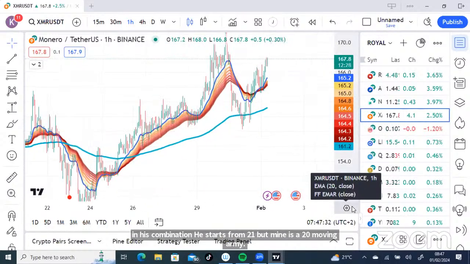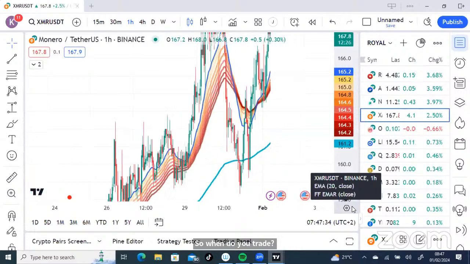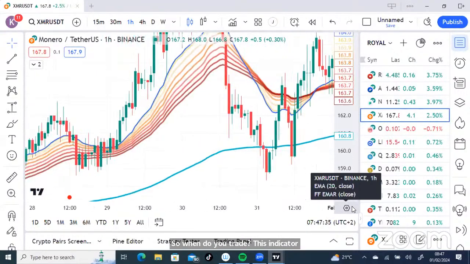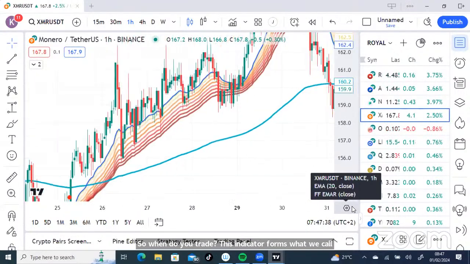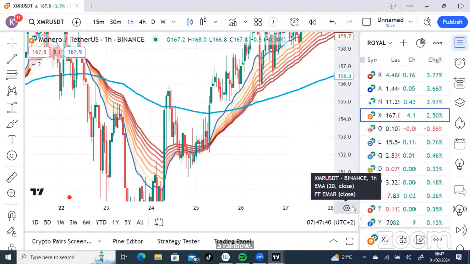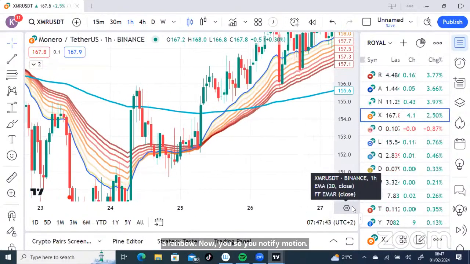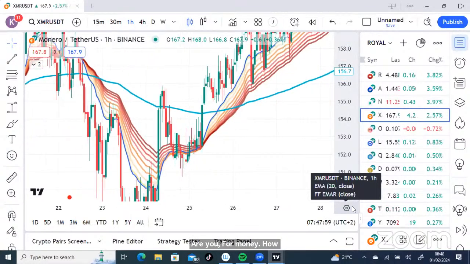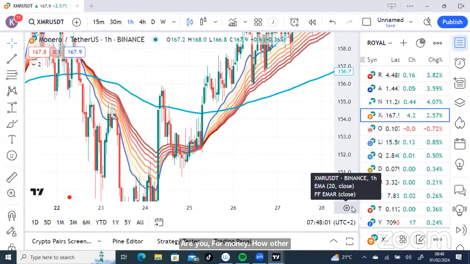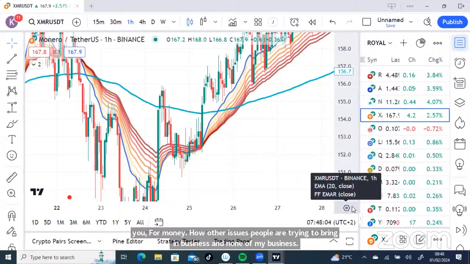So when you trade, this indicator forms what we call a rainbow. Now, you know people are emotional. A rainbow is just a combination of colors. Me, I don't want people, because I have a challenge these days, people are turning me political. I want to repeat my statement. Me, I'm here only for money. Other issues people are trying to bring into business are none of my business. I'm very clear, and I want to always remain very clear.